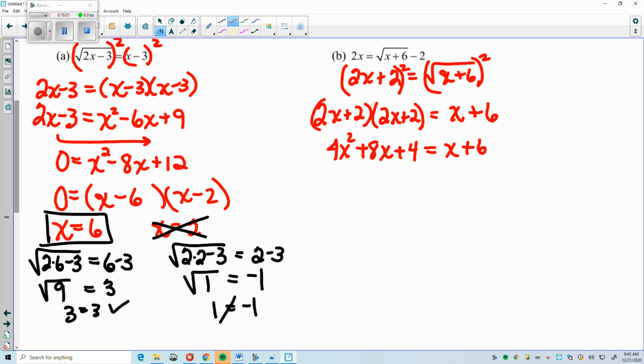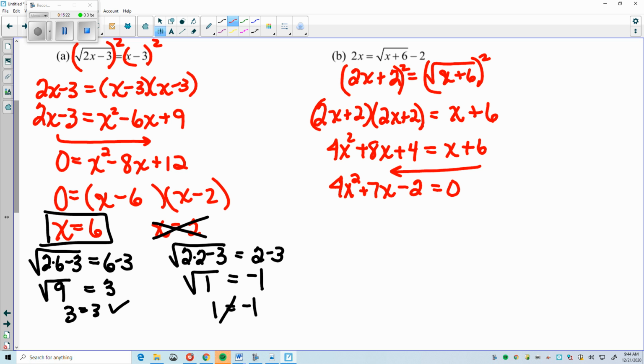Okay, now, just like we've done in the other problems, we want to bring everything over to one side of the equation. So again, I'm going to move this all over here. So 4x squared. Now I have to subtract an x, so that's going to leave me with plus 7x. And I have to subtract the 6, that gets me negative 2. And we're going to factor.